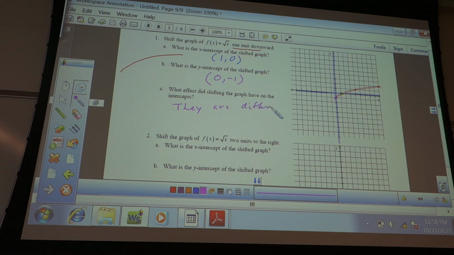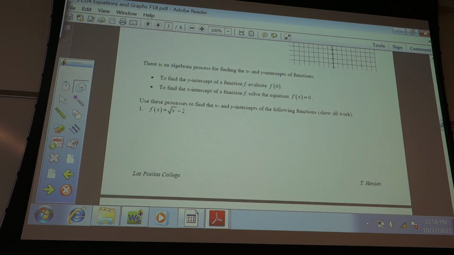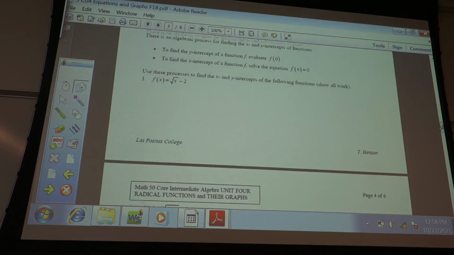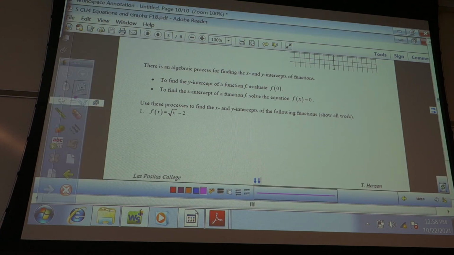Okay. Now I want to jump down to, we're going to skip 2 because I want to do 2 again next class so that we have a little bit of refresher. And we're going to drop down to the very bottom page. So here's the thing. There are ways of finding the y-intercept and the x-intercept.